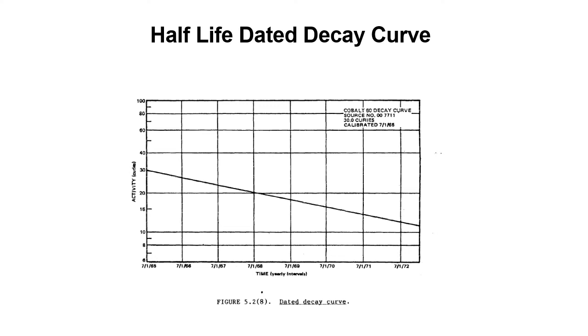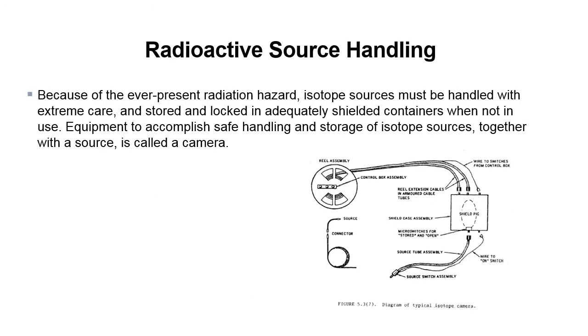And this is important for people that do radiography. Because of the ever-present radiation hazard, isotope sources must be handled with extreme care and stored and locked in adequately shielded containers when not in use. Equipment to accomplish safe handling and storage of isotope sources together with a source is called a camera. This is what they use to shoot if you're out on a site, if you're not using a different method.